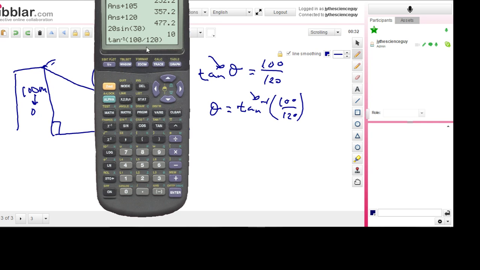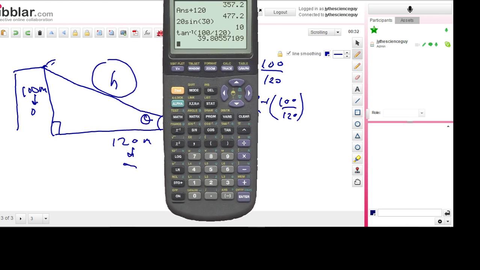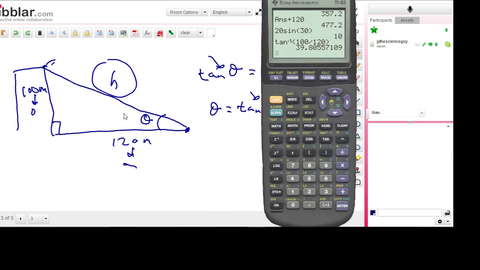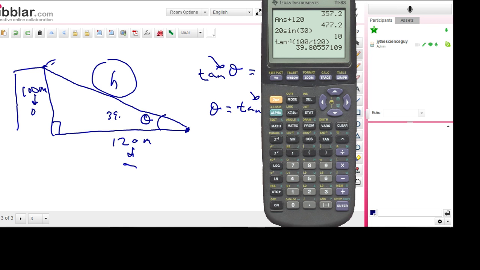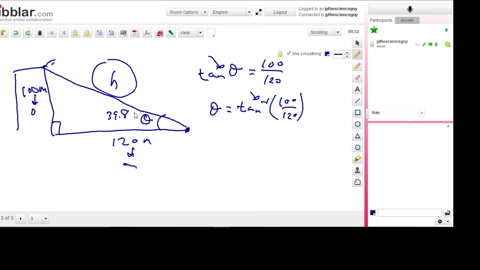So you have to put them in that order, because you said that was the opposite side and that's the adjacent side. So tangent is opposite over adjacent. See, the ratio doesn't change. Got it. So that means that angle is 39 point, what's that, 0.8? 39.8. Okay? Now I want to find the hypotenuse of that triangle.